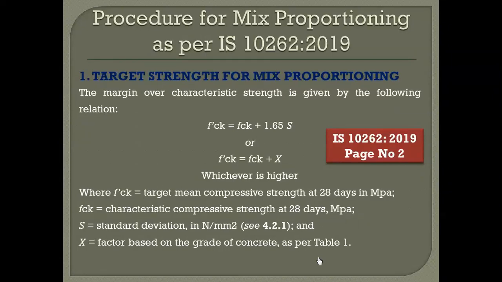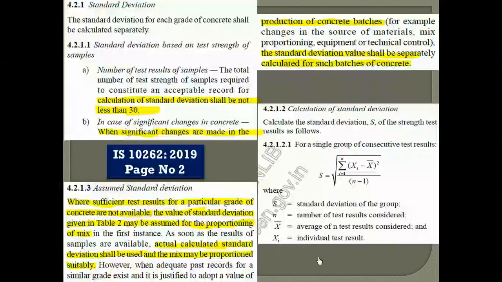I will explain there. So f'ck is the target strength, fck is the characteristic strength, which is measured at 28 days in Newton per mm square. s is the standard deviation, which is in Newton per mm square. I will show in the coming slide how to calculate it. And x is a factor based on the grade of concrete as per Table 1 of IS 10262:2019. So this is the first step, we are finding the target strength.